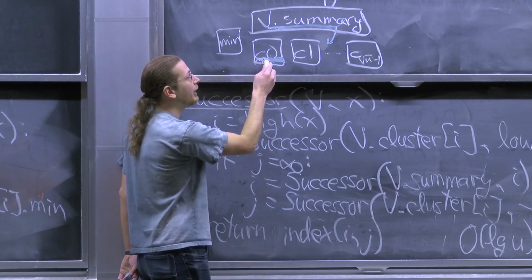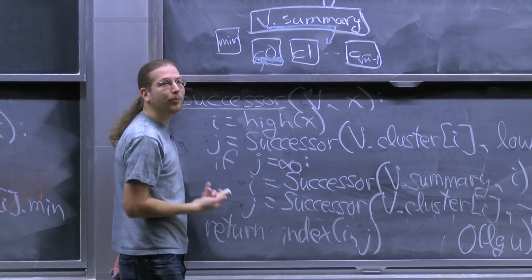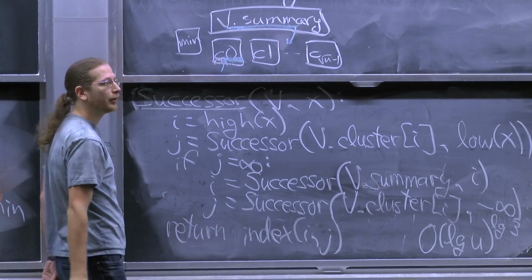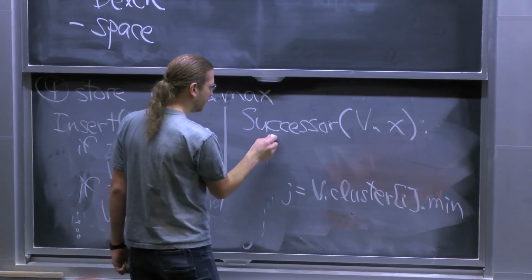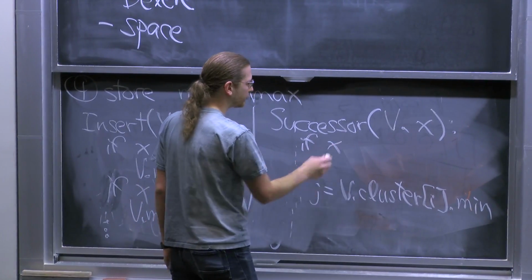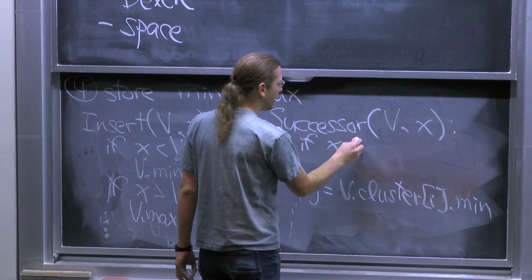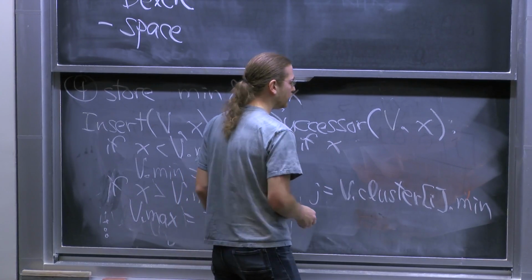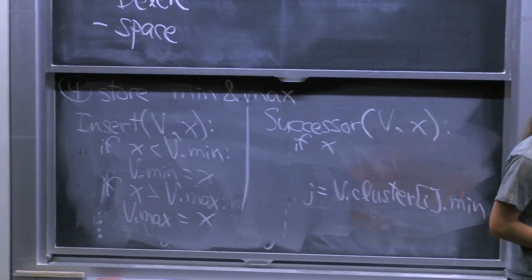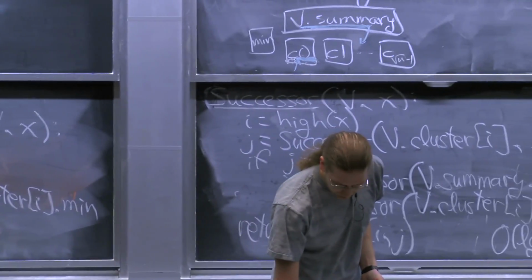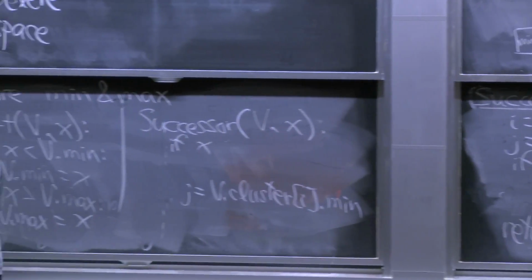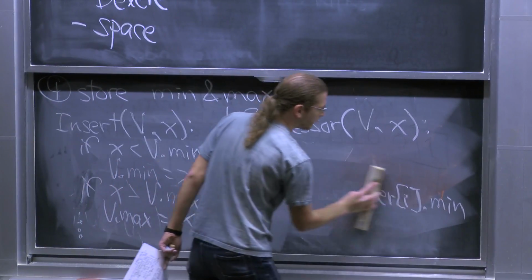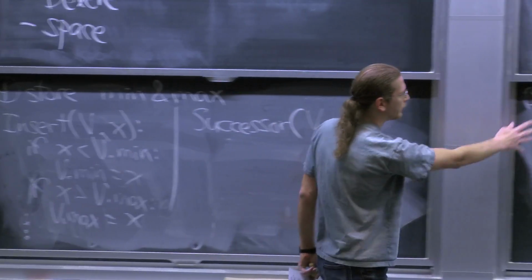On the other hand, if I'm less than the max, then I'm guaranteed I will find something in this cluster, and so I can just search in there. So all I need to do, I'll probably have to rewrite this slightly. If x is not x, but close. I'm going to mimic this code a little bit.